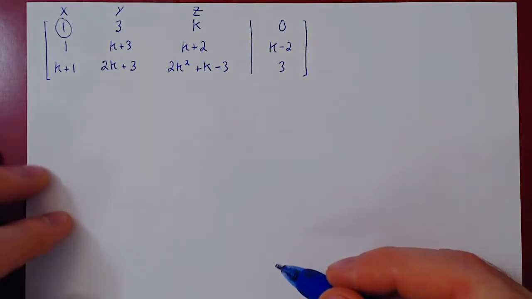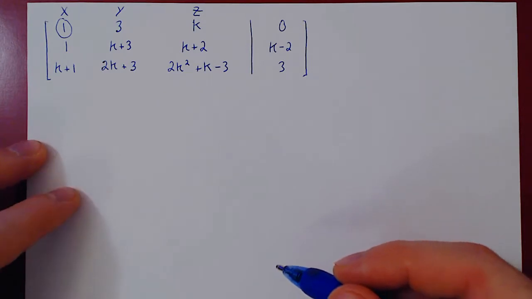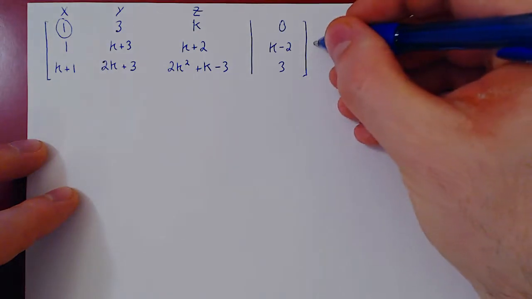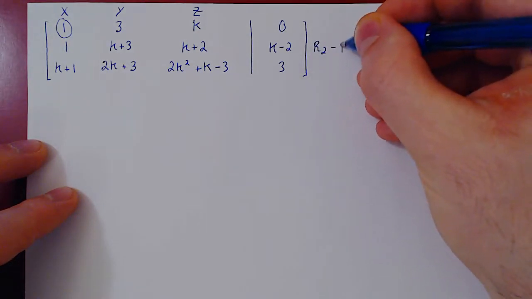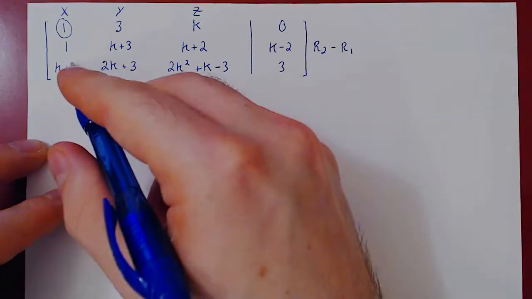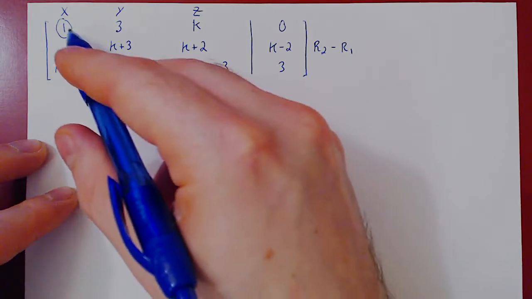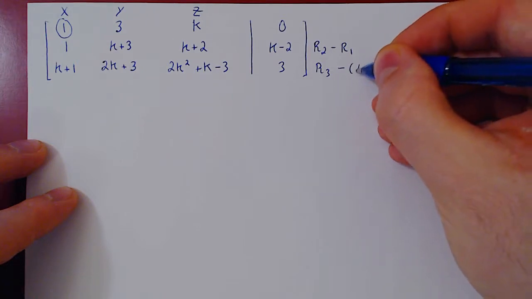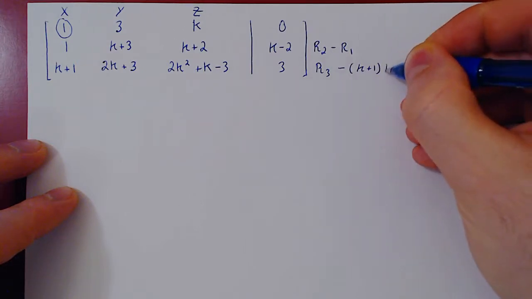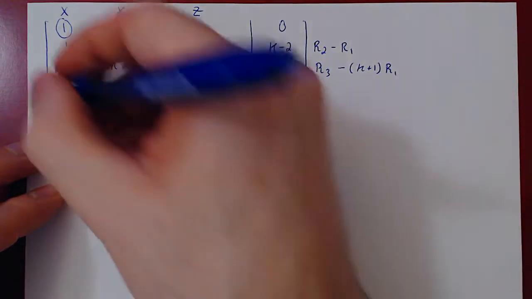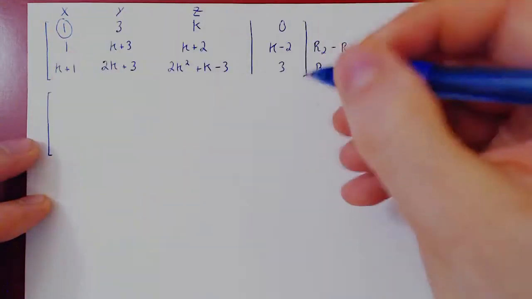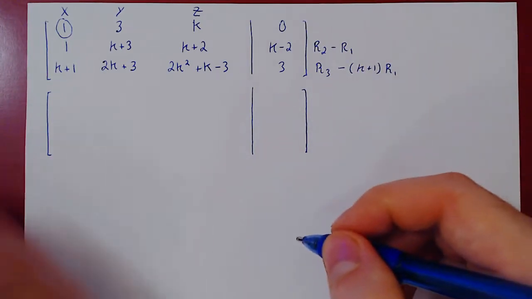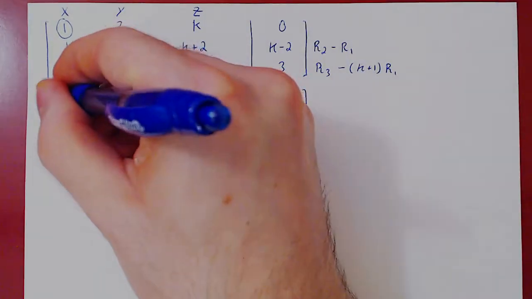We already have a leading 1 in the leftmost column in the top row, so we can use it to kill these other two entries. So we'll do row 2 minus row 1, and we'll do row 3 minus k plus 1 times row 1. Be careful to negate the entire k plus 1. Let's see what comes out. We can recopy the first row as we're not changing it.